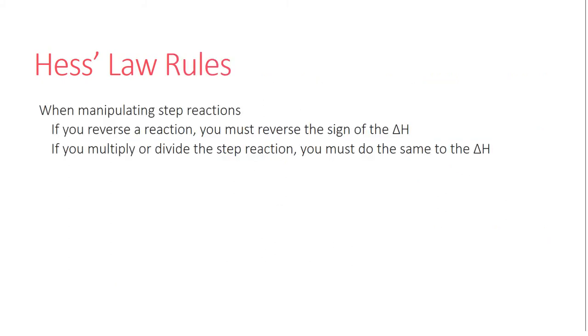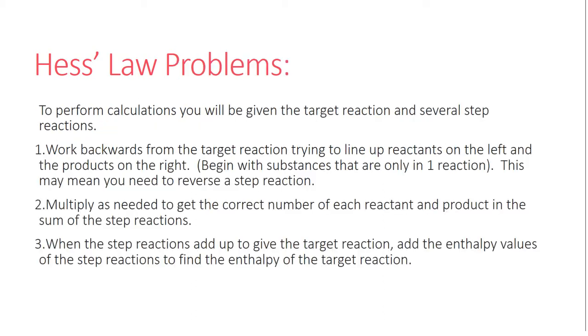And so when you're doing that, you want to kind of consider the reaction itself. If you're reversing a reaction, you're going to reverse the sign of delta H. If you multiply the reaction, you're going to multiply the delta H by that same number. If you end up dividing the reaction, you would divide the delta H, okay? And so it's a process whereby you want to just consider as you go through it, okay?